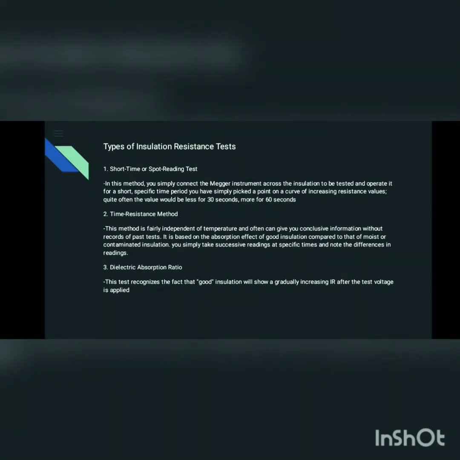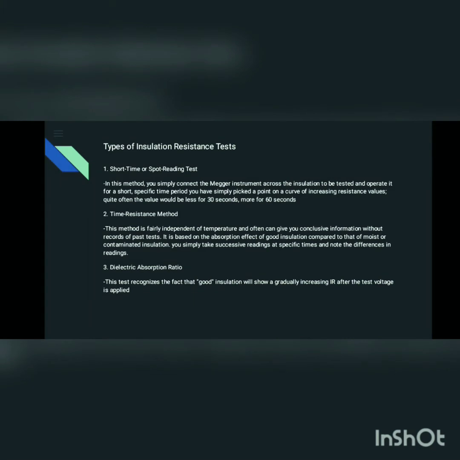Number 2. Time resistance method. This method is fairly independent of temperature and often can give you conclusive information without a record of past tests. It is based on the absorption effect of good insulation compared to that of moist or contaminated insulation. You simply take successive readings at specific times and note the difference in readings.